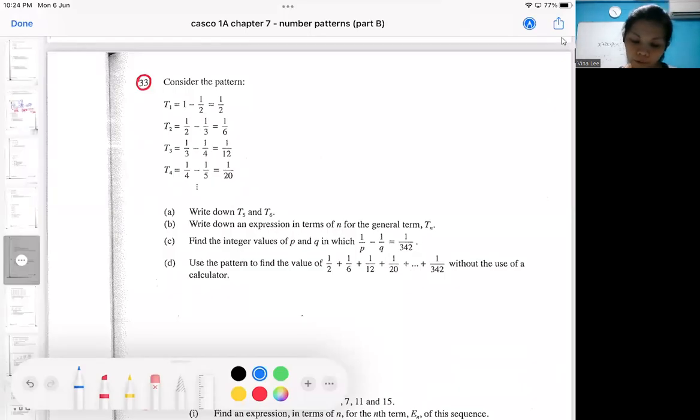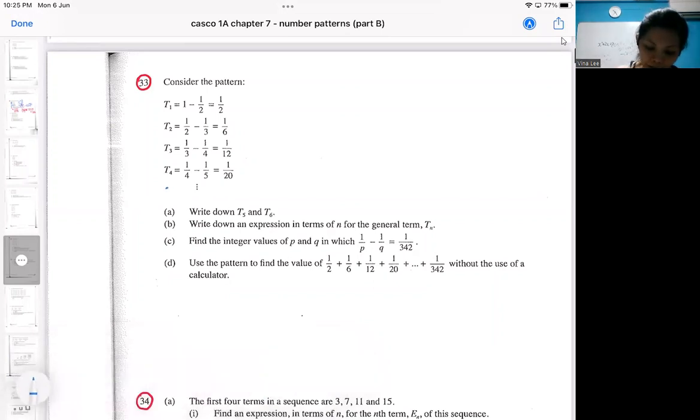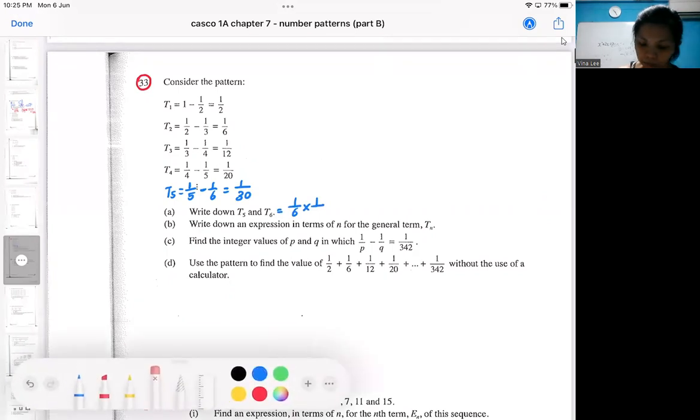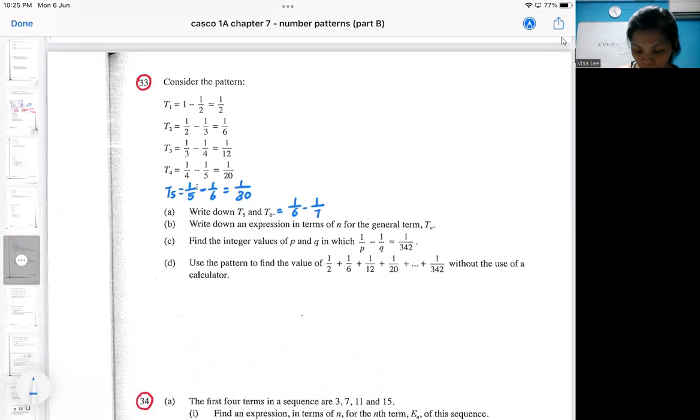So if you have observed, this pattern is filled with fractions. Okay, so if you observe the pattern, I think it's not difficult to realize that it's something like this. Subsequently, I think you should know how to get T6. So T6 will be something like this. So most people will be okay.